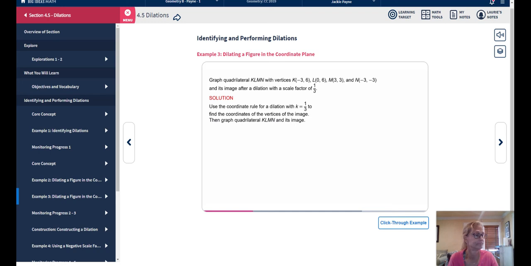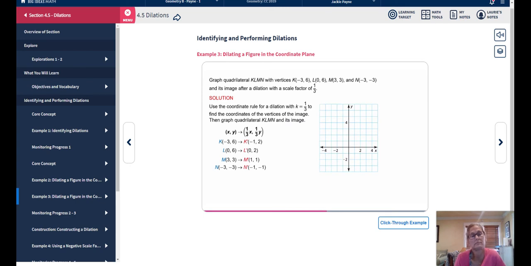Because k equals 1/3, the point (x, y) maps to the point (1/3 x, 1/3 y). So the point K (-3, 6) maps to the point K prime: 1/3 times -3, which is -1, and 1/3 times 6, which is 2. The point L (0, 6) maps to the point L prime (0, 2). The point M (3, 3) maps to the point M prime (1, 1). And the point N (-3, -3) maps to the point N prime (-1, -1).